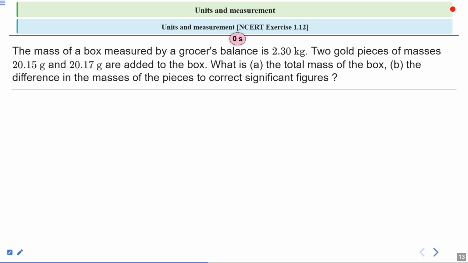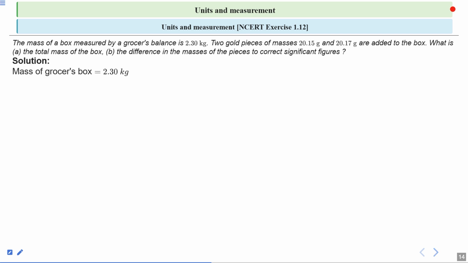So let's go to the solution slide. Even though the question mentions significant figures, when we are adding or subtracting numbers, keeping the same number of digits after the decimal point actually plays a more important role. Okay.